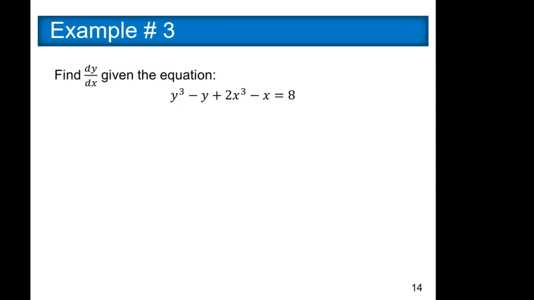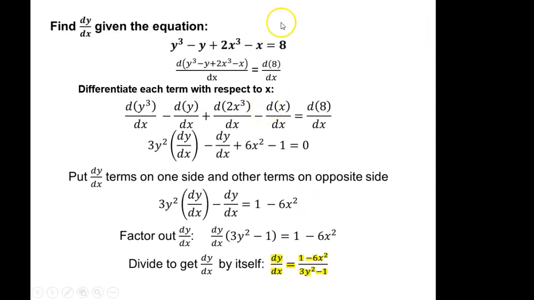Okay, here's another one. Again, another implicit differentiation problem. So let's take a look at this one. We're going to take the derivative of both sides with respect to x. So eventually we're going to be taking the derivative of each individual term. So when I take the derivative of y to the third, that's going to be 3y squared. And since it's a y term, I'll follow that by the dy dx.